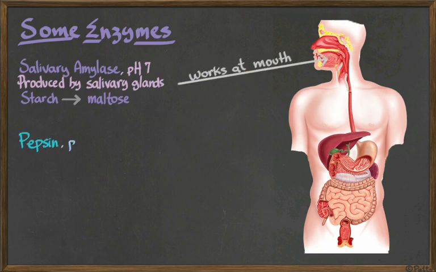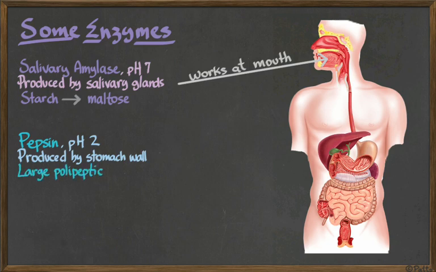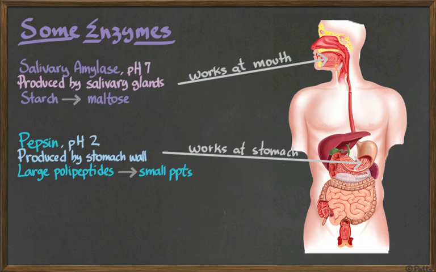Okay. One more example: pepsin. Pepsin is a protease. Of the -sins, they are proteases. The optimum pH is 2. It is produced by your stomach. So your stomach is a gland because it produces chemicals for you, produces enzymes for you as well. It's going to be breaking large polypeptides into smaller polypeptides, and it's going to be working in the stomach itself.